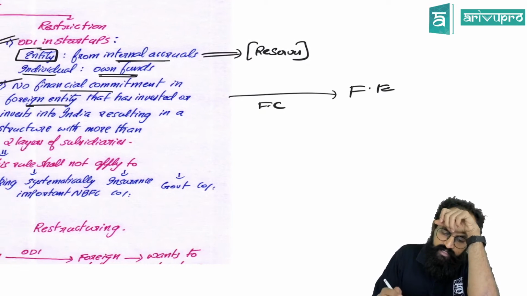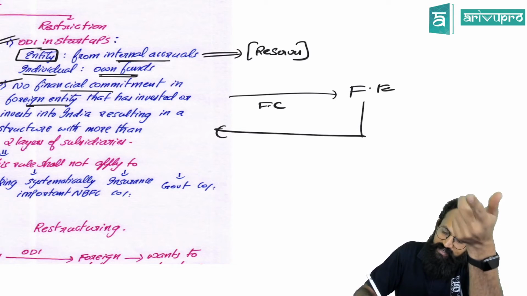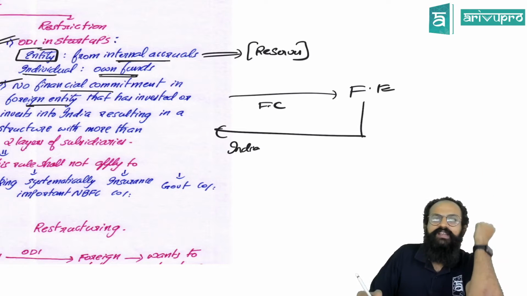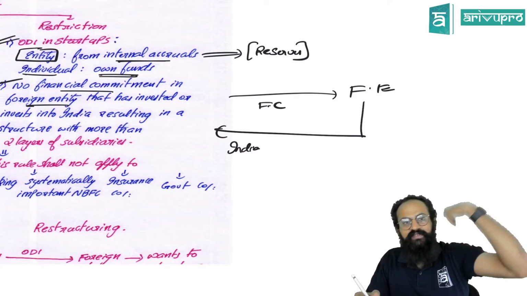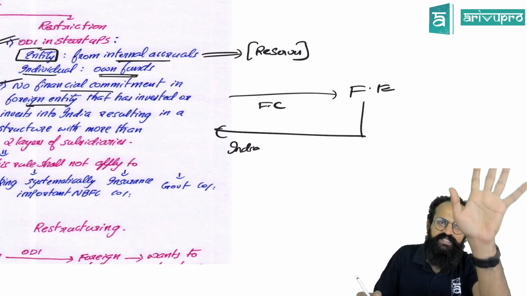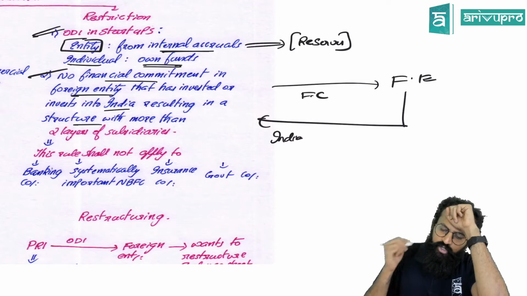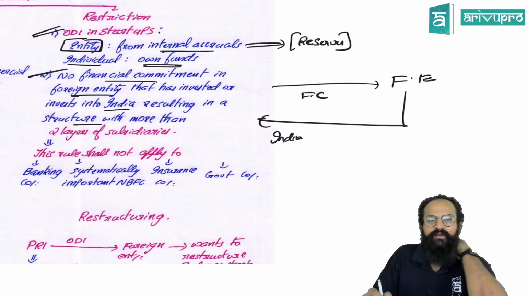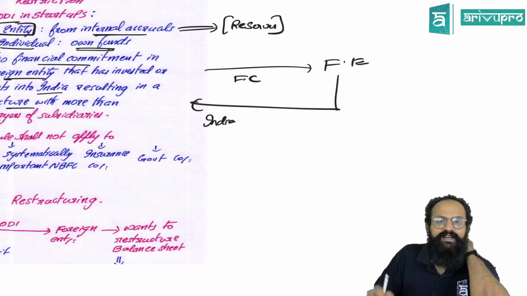Which one? That has invested or invests into India. So this foreign entity has invested or will invest in India. You cannot invest in a foreign entity which has invested or will invest in India. Only if they have invested, we cannot invest. There is a further condition. Just see: invest into India, which results into a structure with more than 2 layers of subsidiaries. Meaning what? They are investing in India, which will result into 2 layers of subsidiaries.